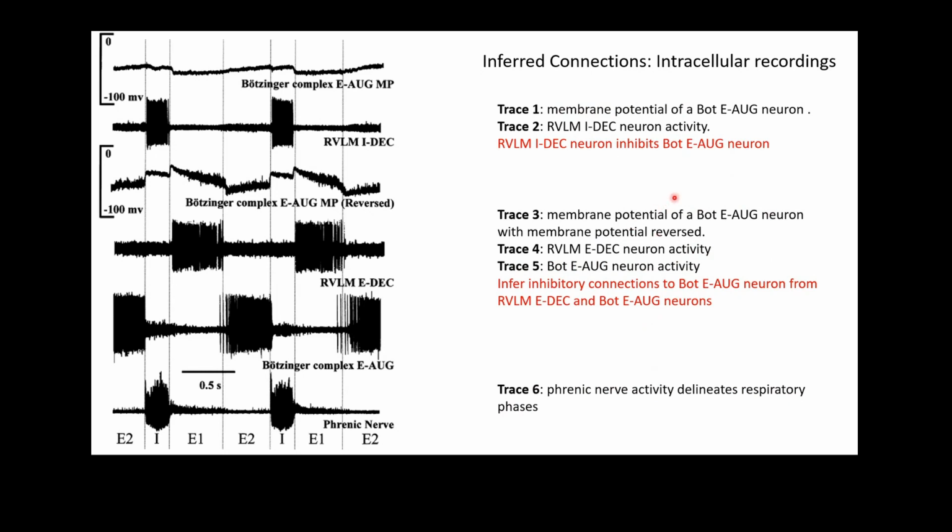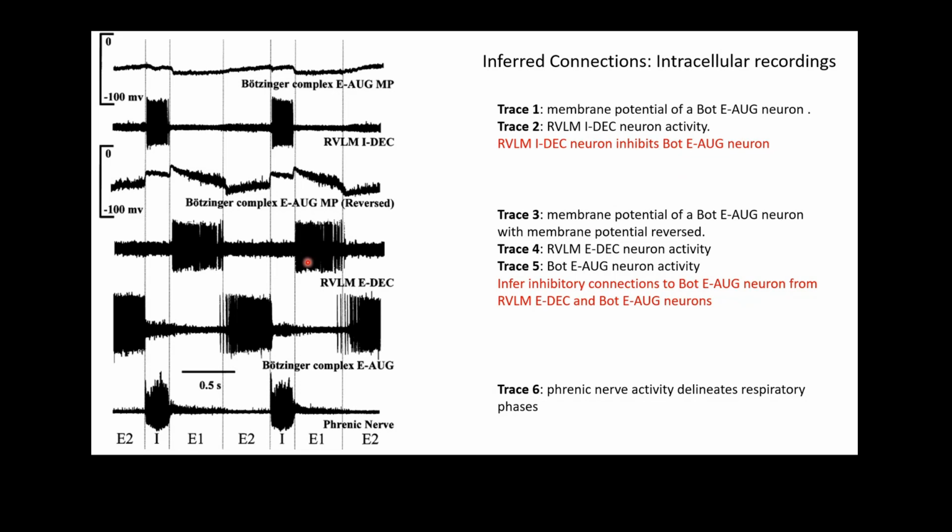Here's the last of these inferred connections. I realize they're quite complicated. And the membrane potential of a Bötzinger complex expiratory augmenting neuron. So the famous expiratory neurons of the Bötzinger complex that inhibit everything. And the IDEC neuron is recorded here. And if you look at the reverse trace, you can see that it corresponds quite beautifully. So we would infer that that IDEC neuron inhibits that Bötzinger expiratory augmenting neuron.